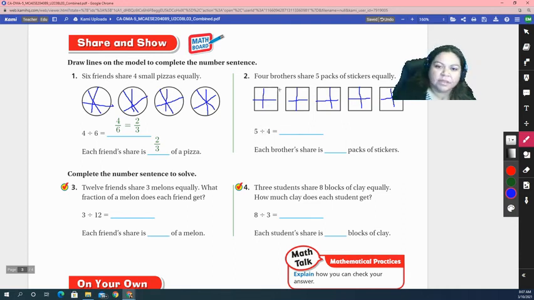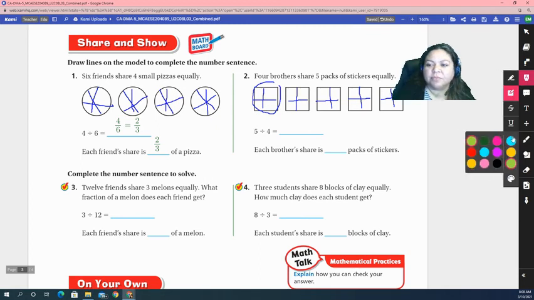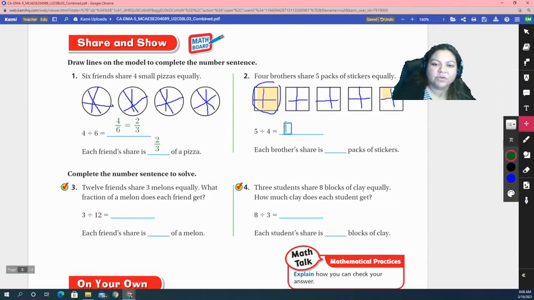I can definitely give each brother 1 pack, right? And then all I have to do is give each brother a 4th from here. So I'm going to mark it up. That would be like 1/4, right? And then we will be giving it out equally. If you're doing this mathematically, 5 divided by 4 is the same thing as 5 over 4. So now we're writing it as a fraction, and this fraction is greater than 1. So each brother's share is 5/4.